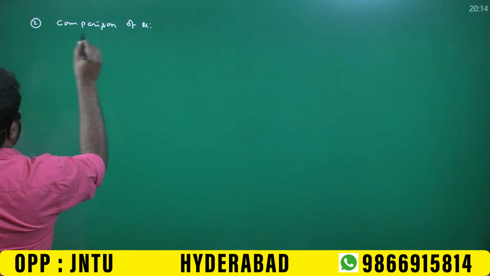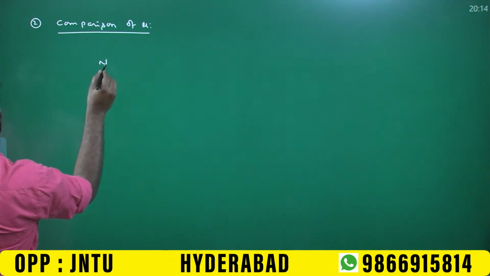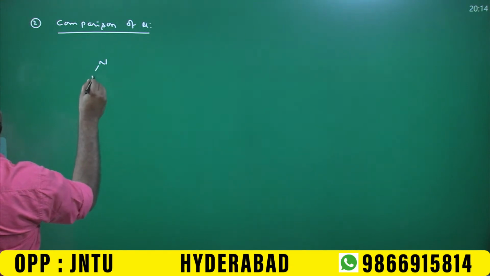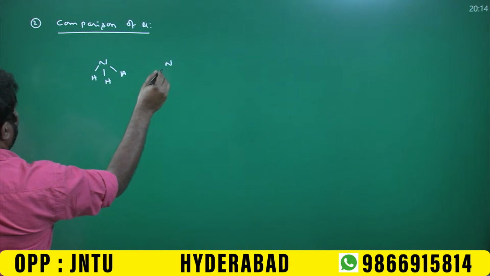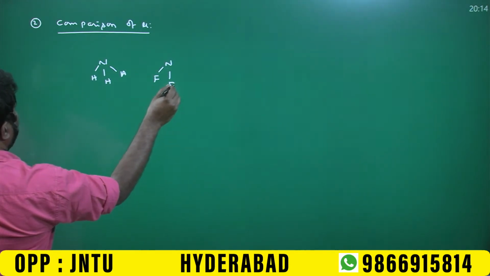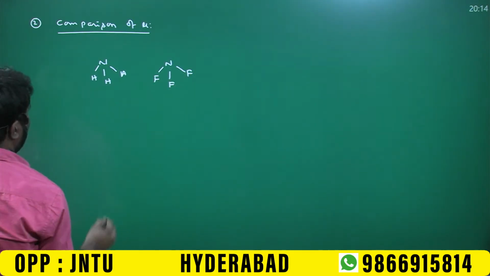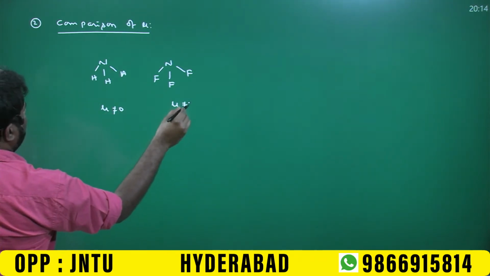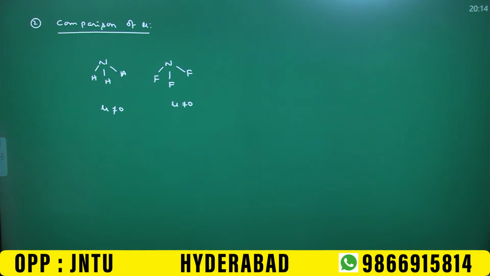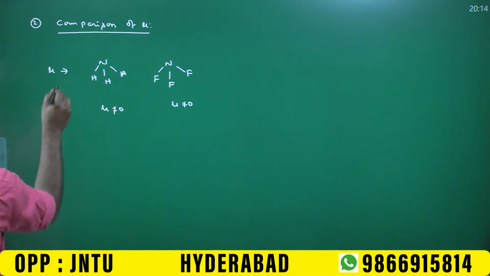If you compare the dipole moment of NH3 with NF3, which has more? Both have dipole moment not equal to 0. This is also not equal to 0, because both are pyramidal in shape. But which has more dipole moment between ammonia and nitrogen trifluoride?